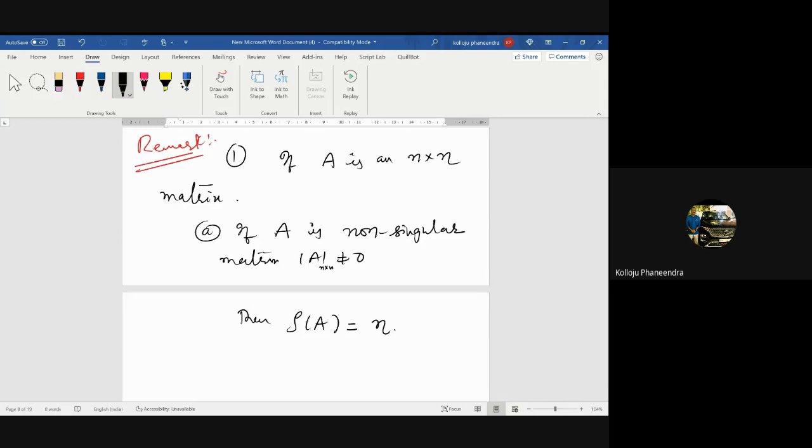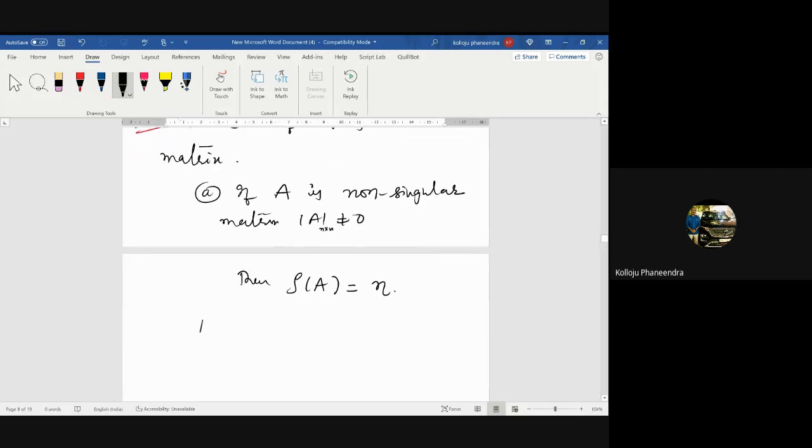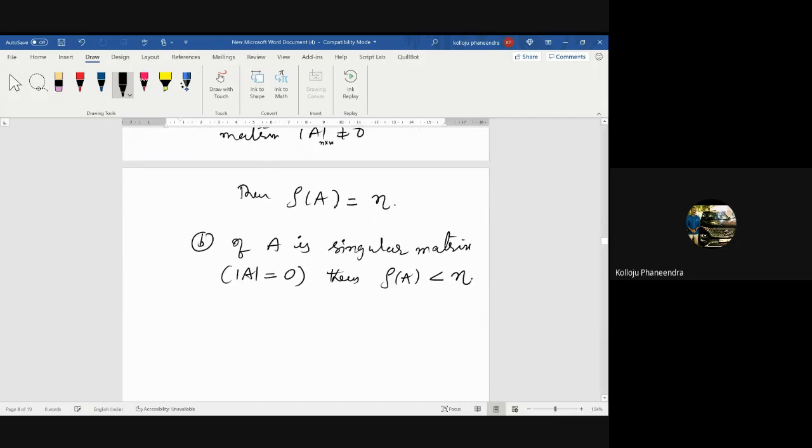First point this is. Second one: if A is a singular matrix. What is the meaning of singular matrix? Determinant of A is 0. Then the rank of A is what? Less than n. This is about square matrices.